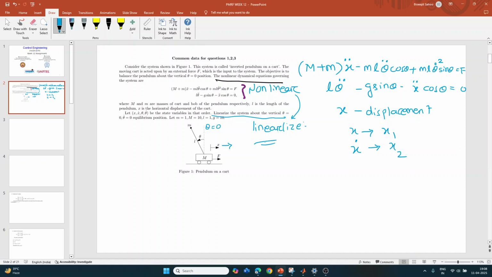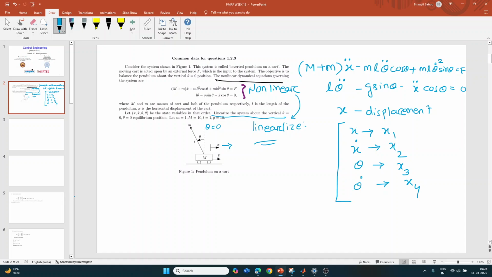Then you have to represent theta. Theta, let's say I am taking another variable x3, then theta dot I am representing with another variable, let's say x4. These are the four things you need to do first, because in this question it has been given that x, x dot, theta and theta dot are the state variables in that order. Now, once you have written this, whatever equation you have written on the top, you put all these values there and try to simplify it.